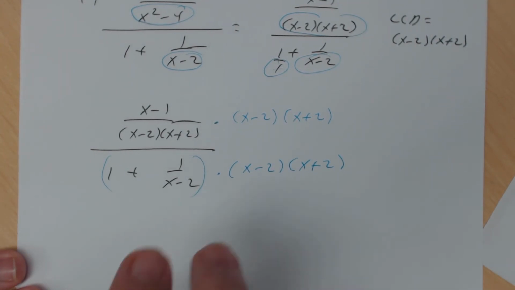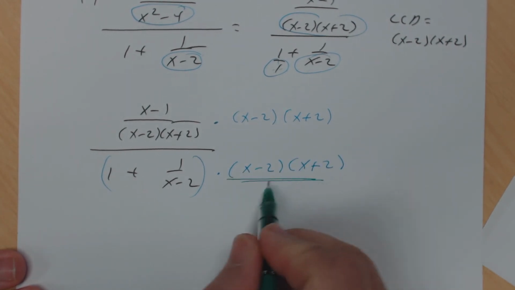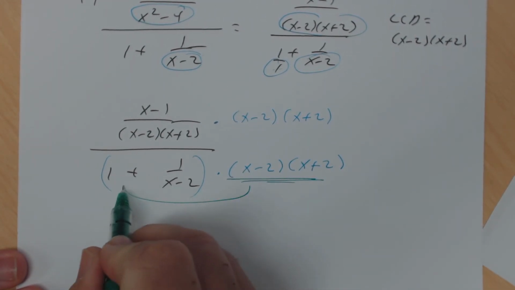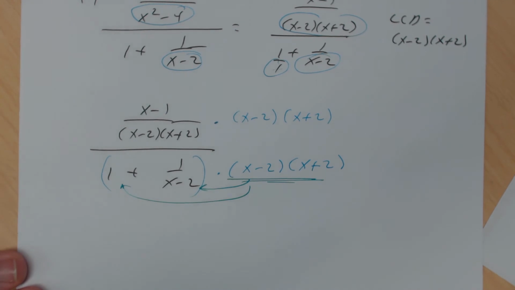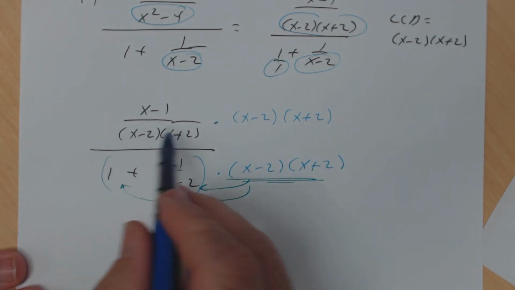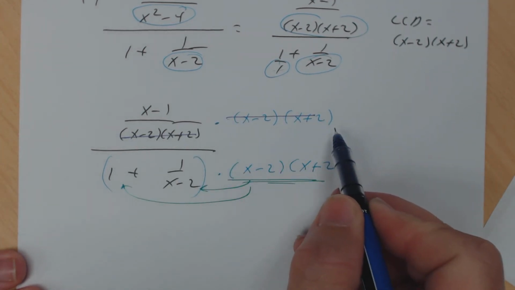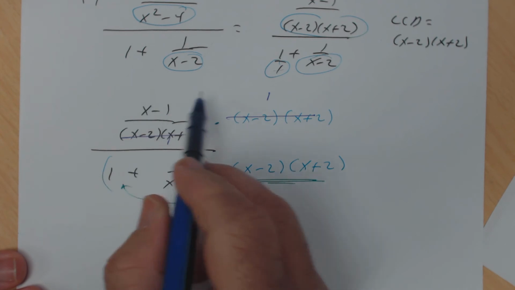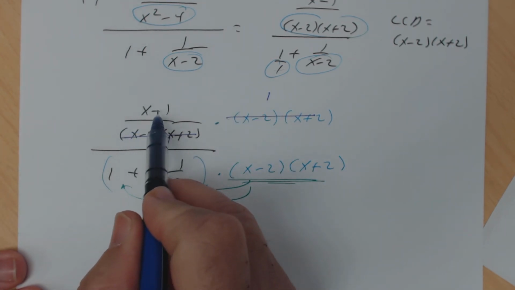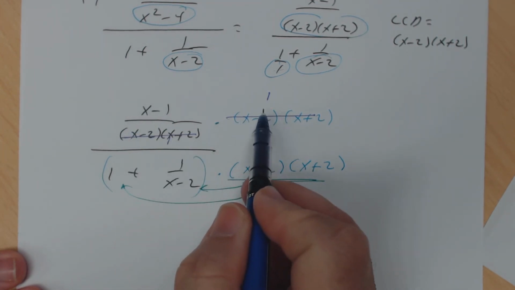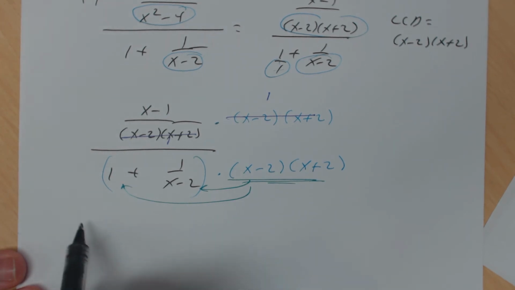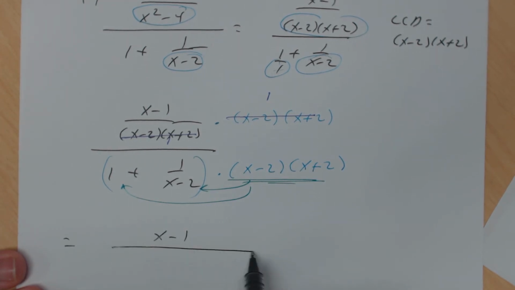Now, in the denominator, you have to get rid of the parentheses. So remember, this is the LCD, so every term here has to be multiplied by the LCD, just like that. Now, when I look at the numerator, right off the bat, all of these divide out. And all you're left with in the numerator is x minus 1 over 1 times 1, which is just x minus 1. That's your numerator.